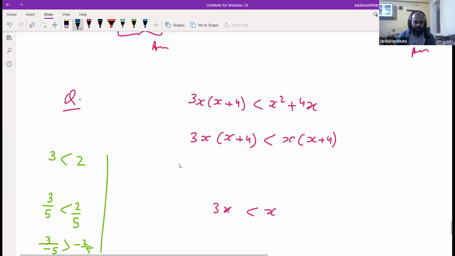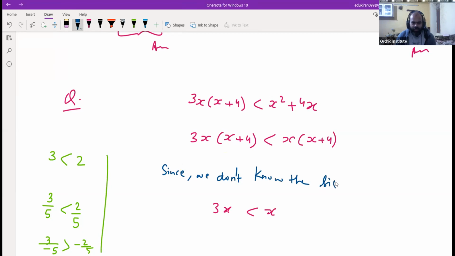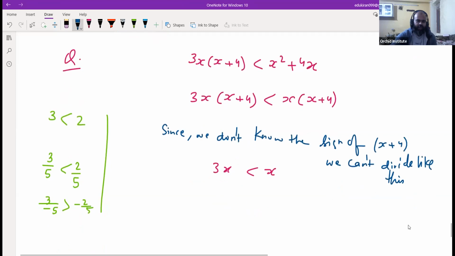So you have to explain that since we don't know the sign of x + 4, we can't divide like this. This is the error. So what will be the correct method? The correct method is to not do multiplication or division. Instead, do addition or subtraction. So here, just expand it.